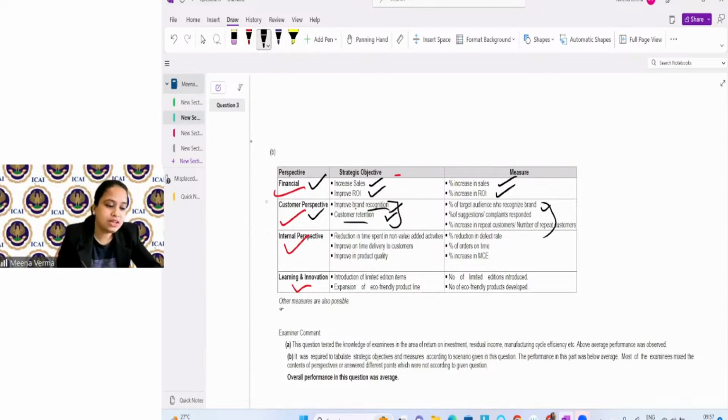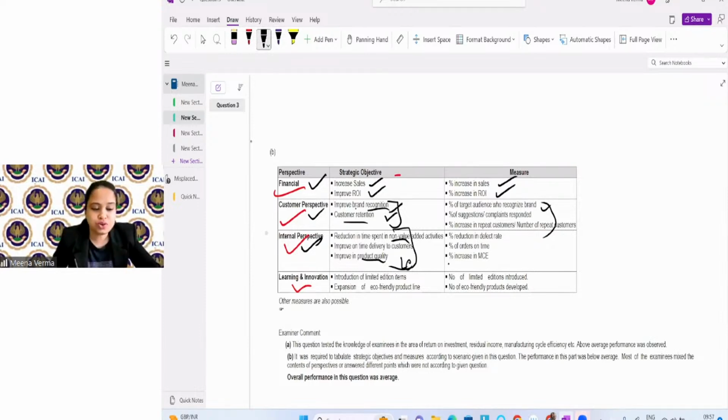Okay, the internal perspective means the business process. So you know that they have implemented the lean system. They have removed the non-value-added activity. They have removed the queue time. So they have improved the product quality. That signifies that the internal process has been improved.